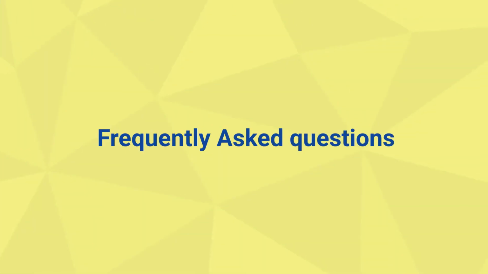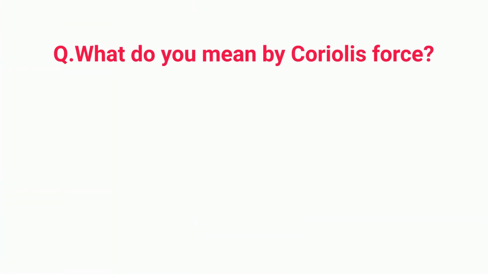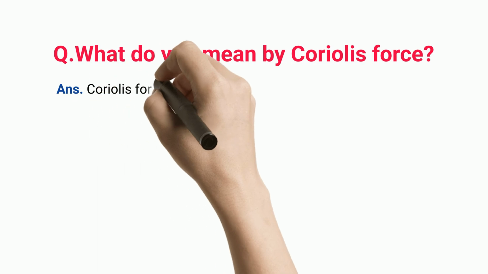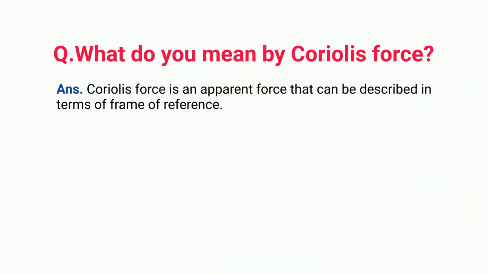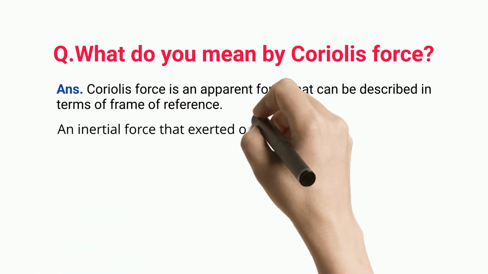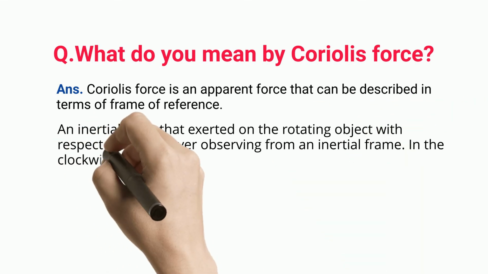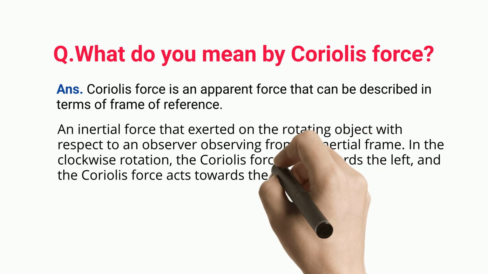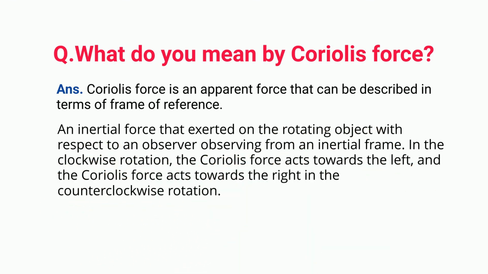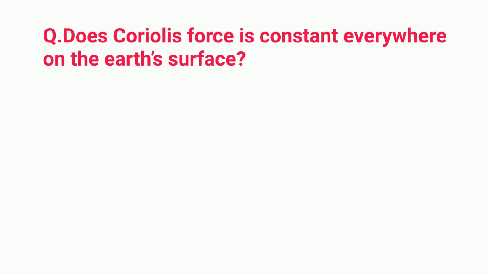Frequently asked questions. What do you mean by Coriolis force? Coriolis force is an apparent force that can be described in terms of frame of reference. An inertial force that is exerted on a rotating object with respect to an observer observing from an inertial frame. In the clockwise rotation, the Coriolis force acts towards the left, and the Coriolis force acts towards the right in the counterclockwise rotation.